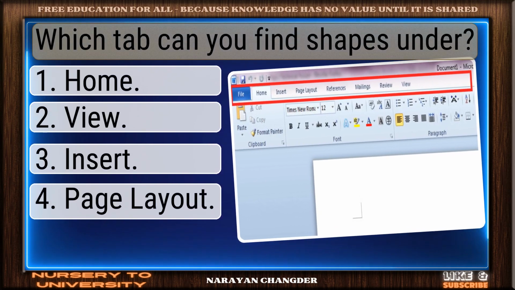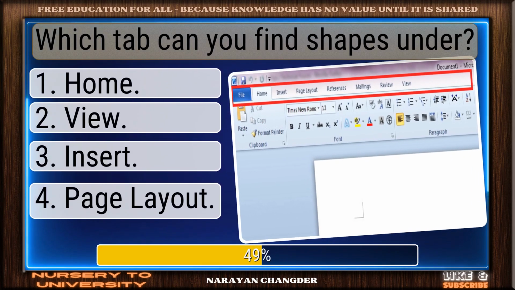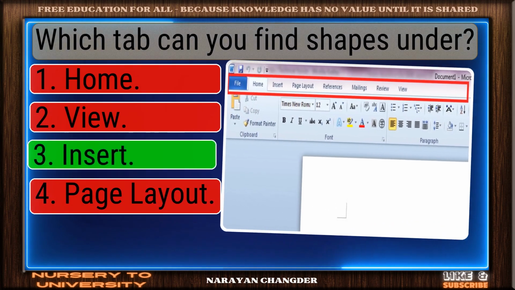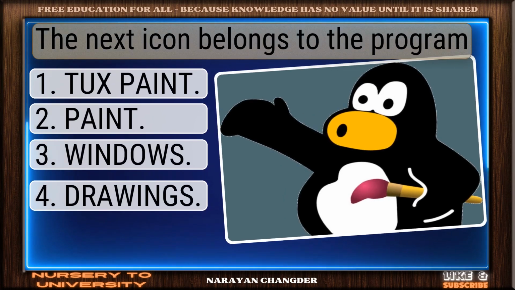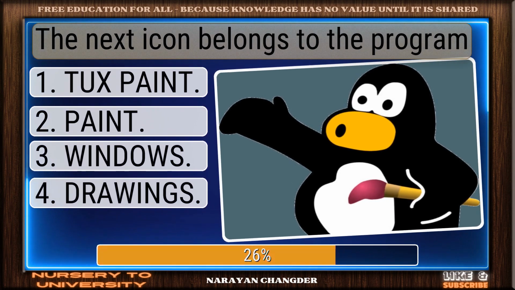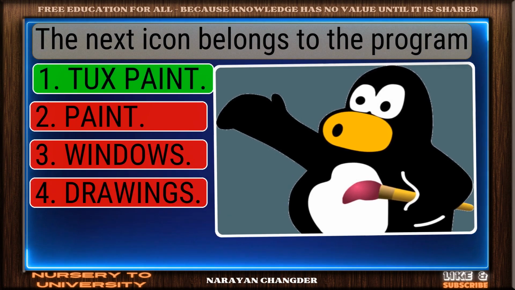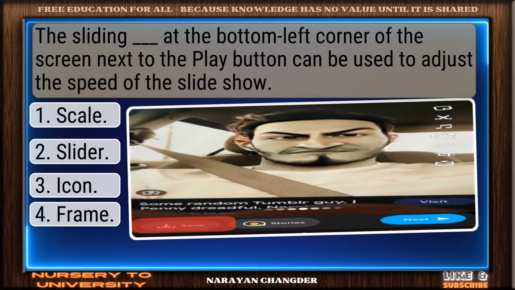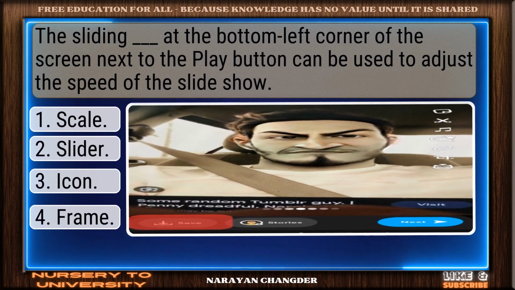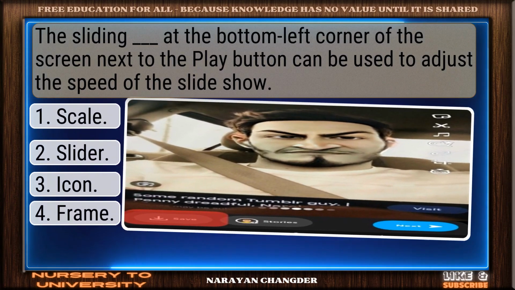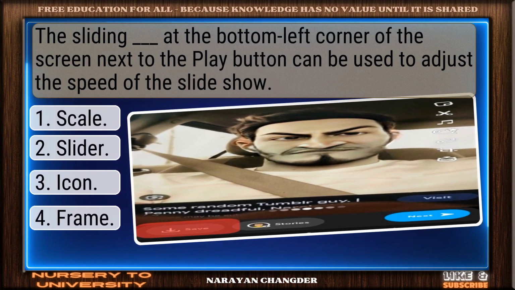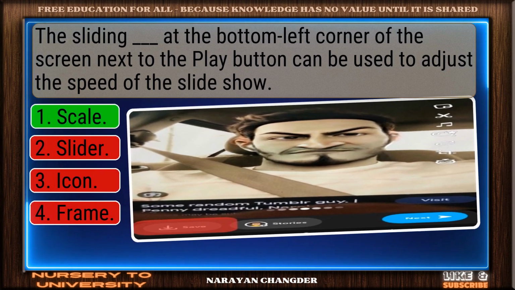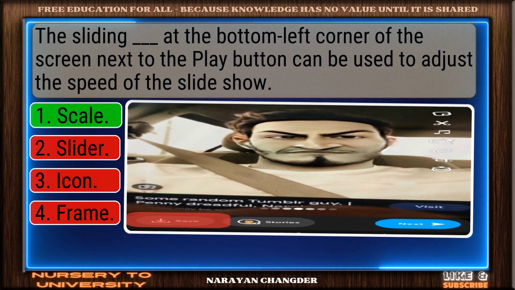Which tab can you find shapes under? Great job. Insert is accurate. The next icon belongs to the program. Right choice. Tux Paint is best. The sliding dash at the bottom left corner of the screen next to the play button can be used to adjust the speed of the slideshow. Sharp thinking. Scale is right.